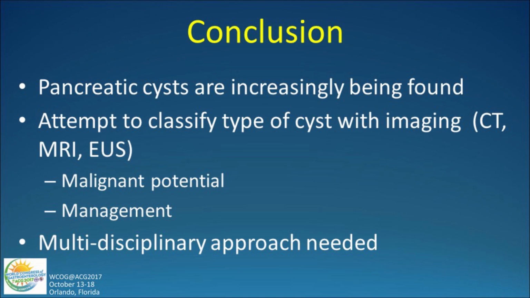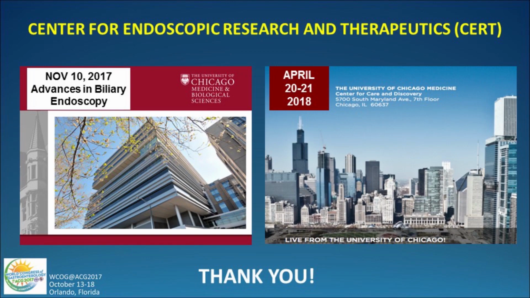So in conclusion, nowadays we're using cross-sectional imaging more and more, so we're finding pancreatic cysts on an increasingly rising basis. I think it is important, though, to try to subclassify the type of cysts using imaging modalities such as CT, MRI, and EUS, because although the vast majority of these cysts are benign, we do want to try to identify those few that have malignant potential, because that's going to affect their subsequent management. And obviously, this management has to be done in a multidisciplinary fashion, and you should include your surgeons, radiologists, and oncologists when needed.